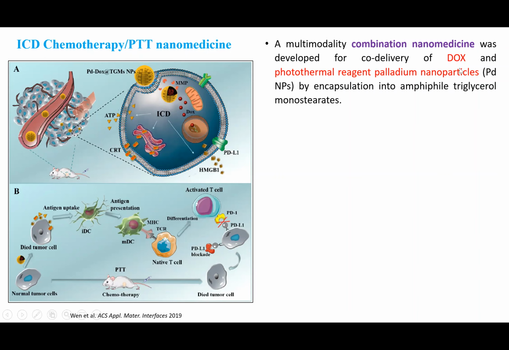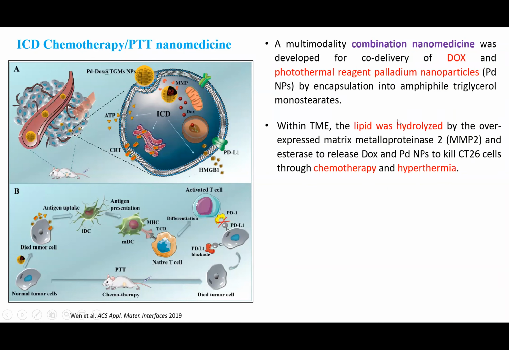Therefore, we try to incorporate these molecules into nanoparticles to enhance the efficacy to induce immunogenic cell death. For example, this combination nanomedicine was developed for co-delivery of doxorubicin as a type 1 immunogenic cell death inducer and the photothermal agent palladium nanoparticles, co-encapsulated into a triglycerol monostearate lipid nanoparticle. Inside the tumor, the overexpressed matrix metalloproteinases and esterases will hydrolyze the lipid and release both drugs, doxorubicin and palladium nanoparticles, to kill the cancer cells through chemotherapy and hyperthermia.